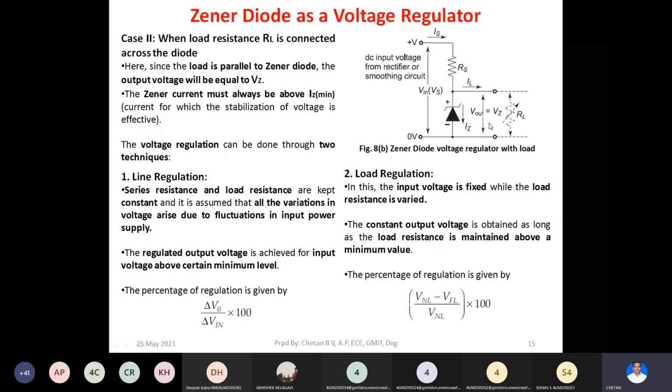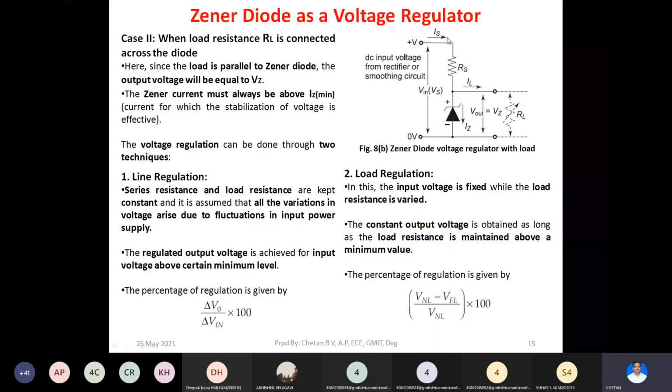As I already told, Is is the sum of Iz and Il, right? So Is equals Iz plus Il. For this line regulation, I told that Vin is varying, right? As this Vin is increased by a small amount, this Is, which is generated due to this Vin, will also increase.